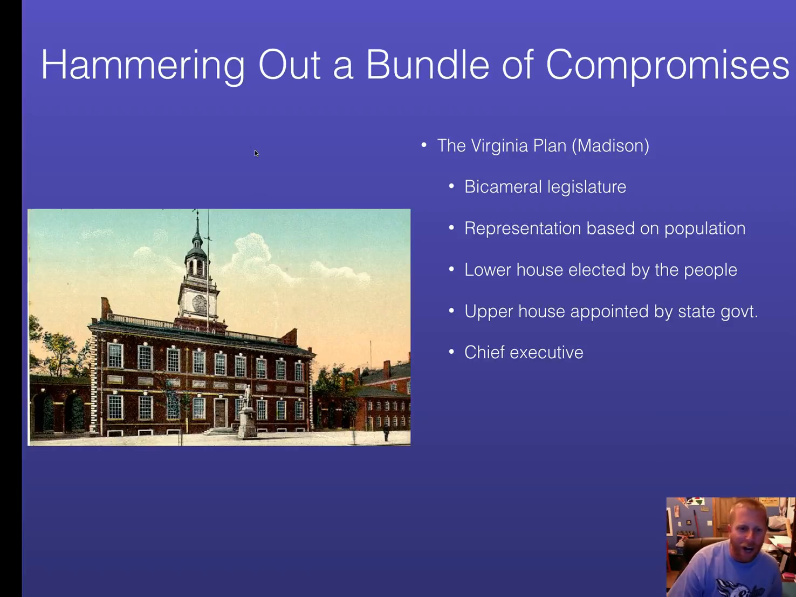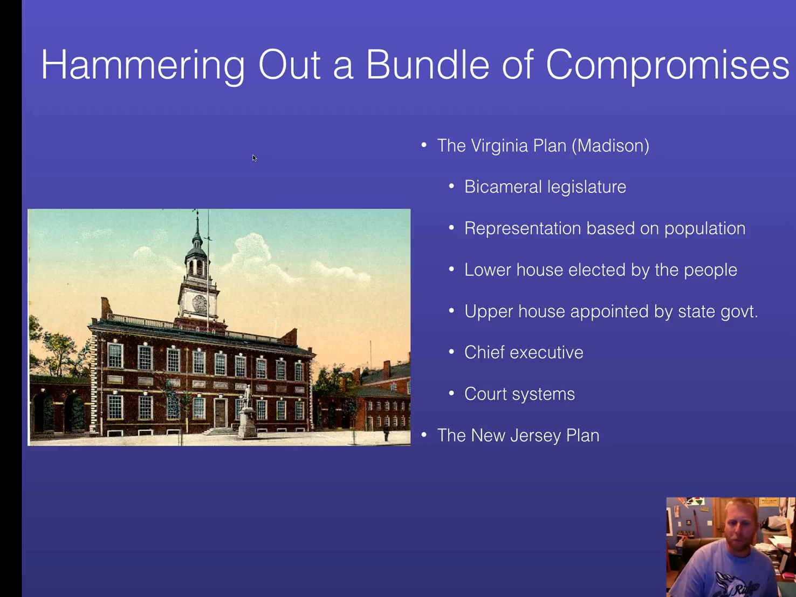I'm sorry. There would be a chief executive, someone to carry out the laws of the land, someone to enforce the law, somebody to squash mob rule or rebellions, and to act if there's an emergency. There would be court systems. So basically, you have the three branches of government: legislative, executive, and judicial. Yay. Immediately, these small states countered and said this isn't fair.